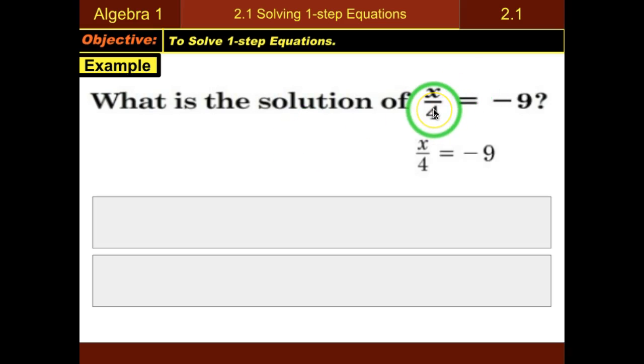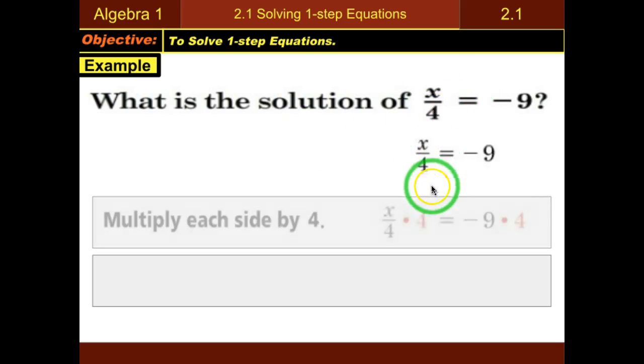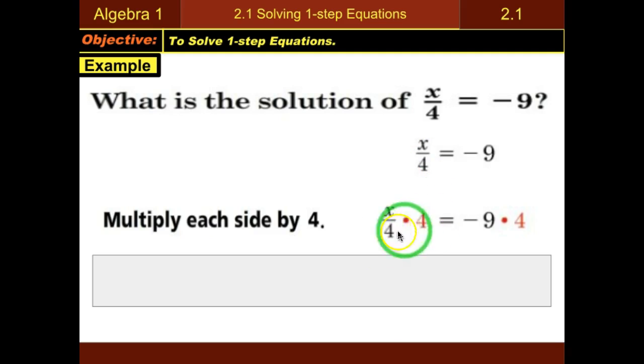This one is division. So the opposite of division would be multiplication. So I multiply this side by 4, and I multiply this side by 4 as well. This side I wanted to, so I created that fraction that's equal to 1. This side I had to.